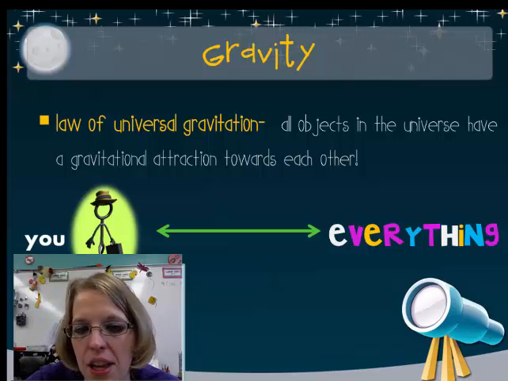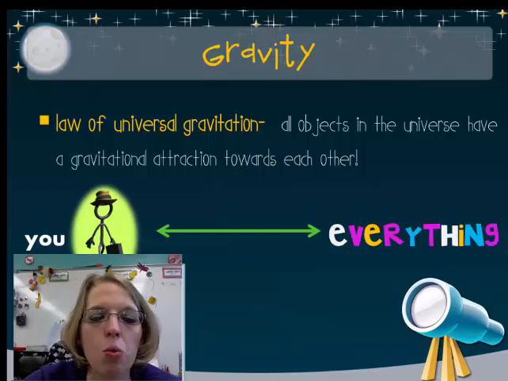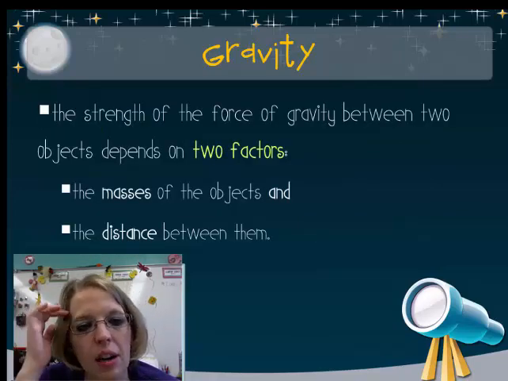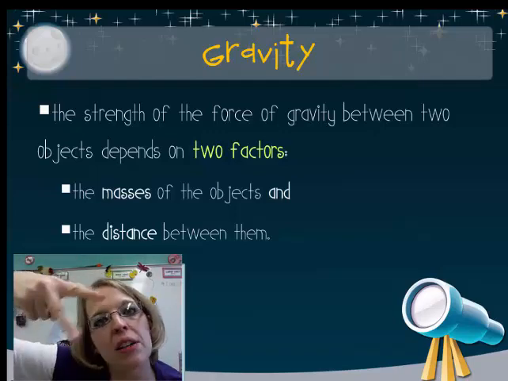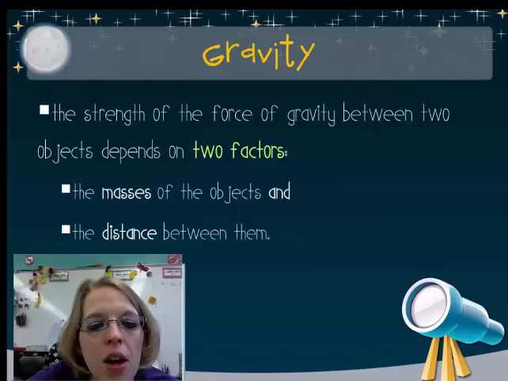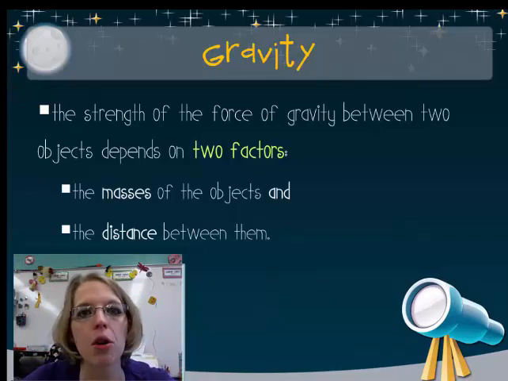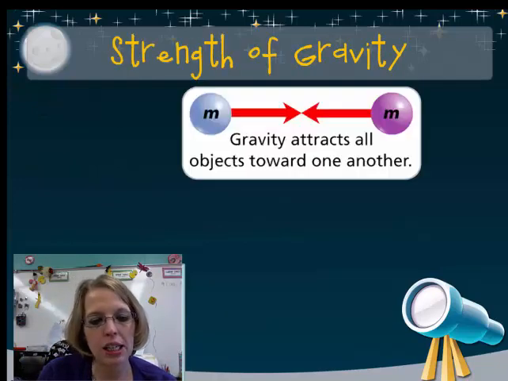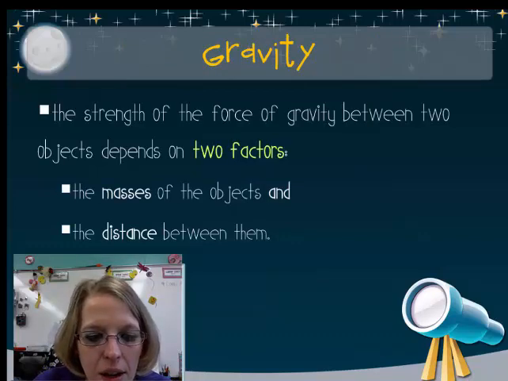You, everything, gravitationally attracted. Okay, here's why you're not flying off to things. Because, write this sentence down, the strength of the force of gravity between two objects depends on two factors. Those factors: the mass of the object, the bigger the object, the more attracted we're going to be towards it, and the distance, the closer we are, the more attracted we are towards it. By the way, pause the video if you need to write that down.